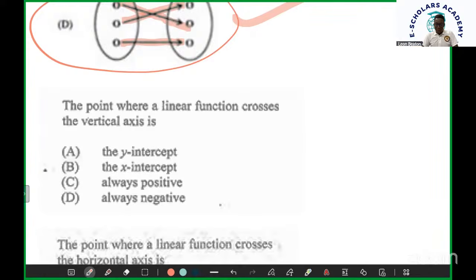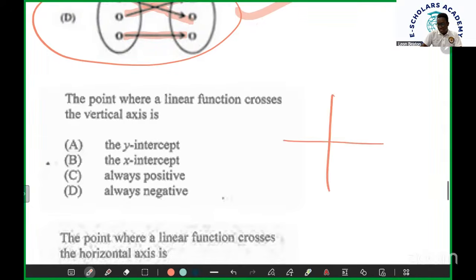Anyways, so the point where the linear function crosses the vertical axis. So we got x and y. Vertical would be this line here, right? So the point where the linear function crosses that vertical axis would be the y-intercept, right? Which is simply A.